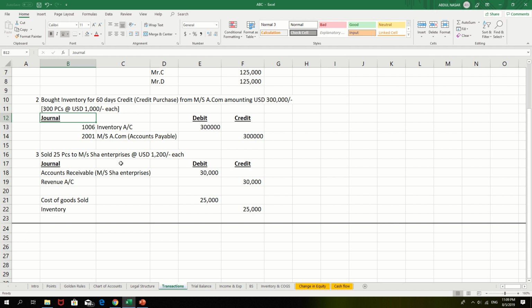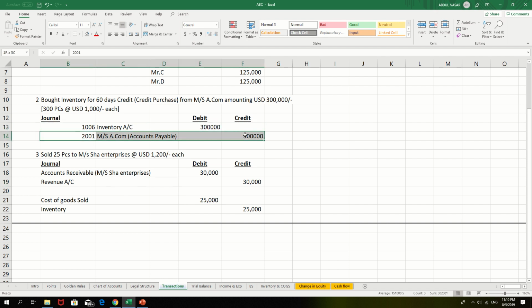So scrutinize that entry and identify the journal entry, how it will be. What is happening here is our inventory account will increase, stock will increase. Inventory account is an asset account. If an asset account is increasing, then debit that account. Inventory is increasing, so debit that account, and credit accounts payable.